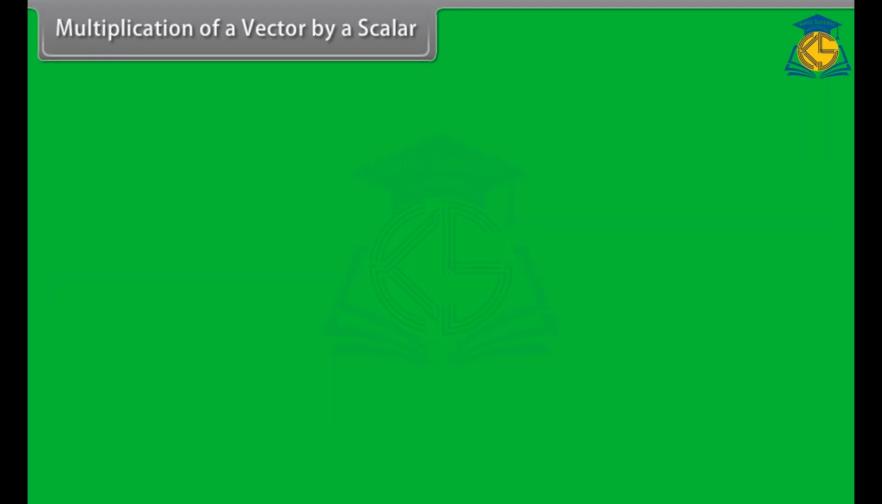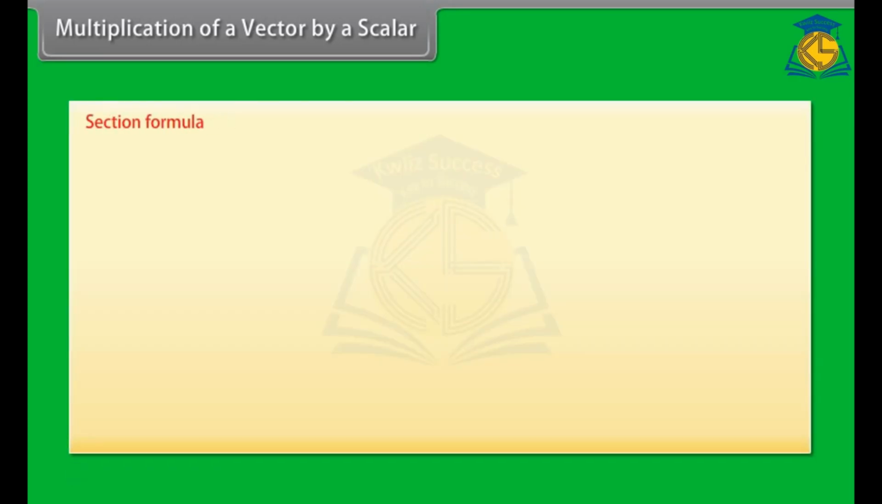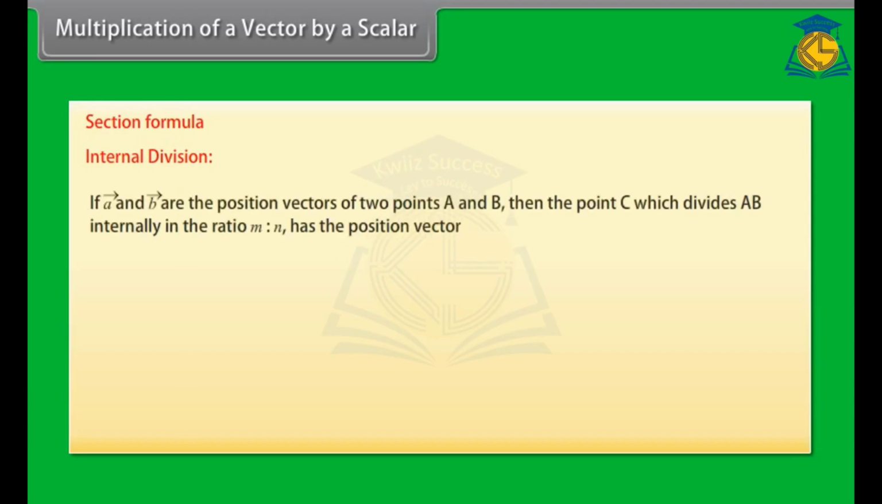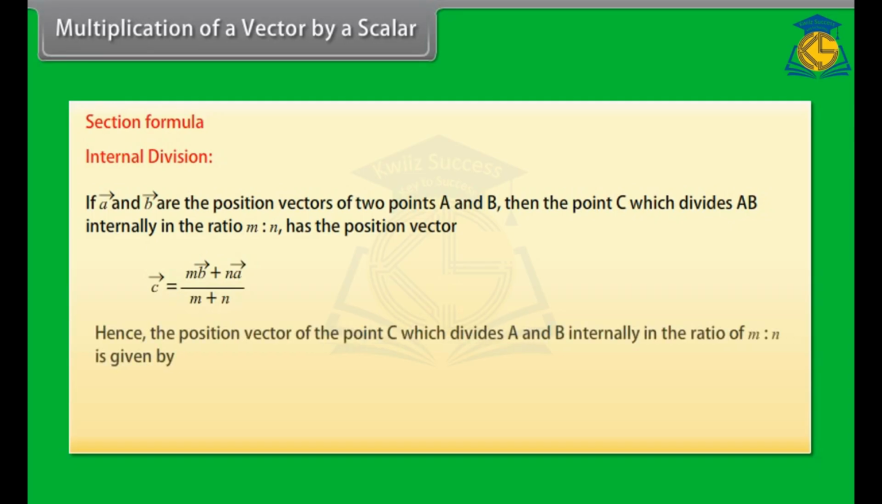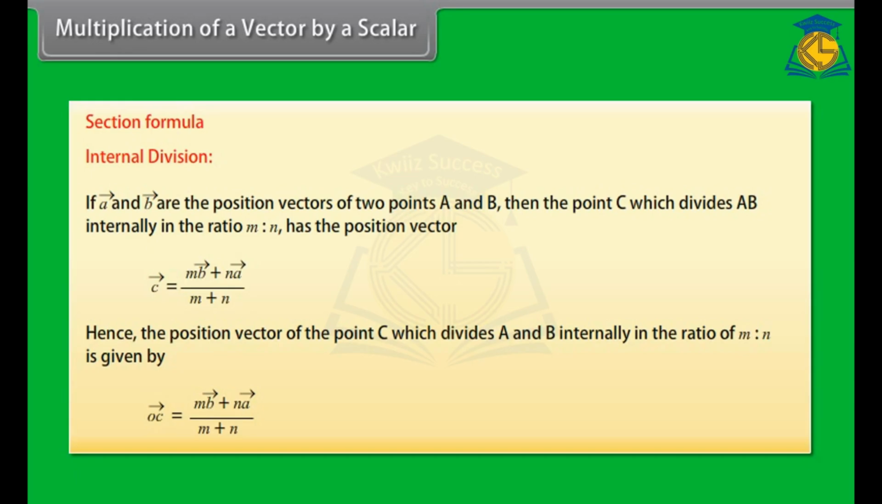Multiplication of a vector by a scalar. Section formula. Internal division. If vector A and vector B are the position vectors of 2 points A and B, then the point C, which divides AB internally in the ratio m:n, has the position vector C equals (m into vector B plus n into vector A) by (m plus n). Hence, the position vector of the point C is given by vector OC equals (m into vector B plus n into vector A) by (m plus n).